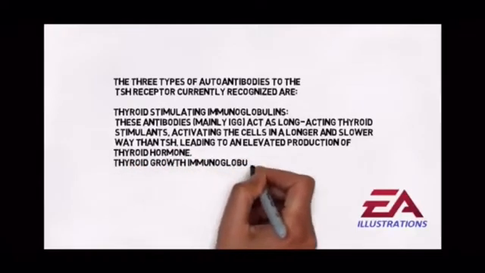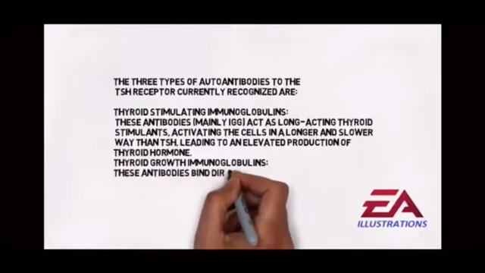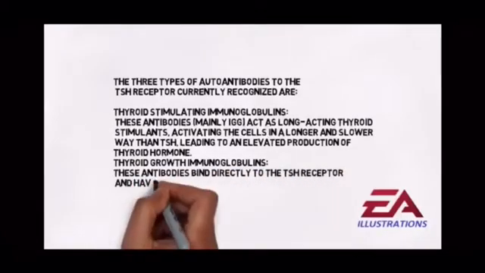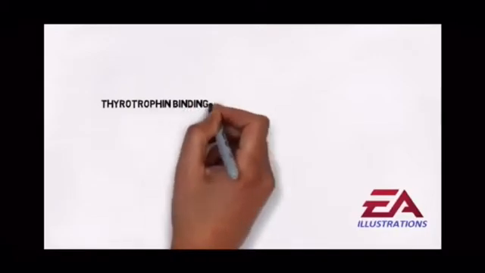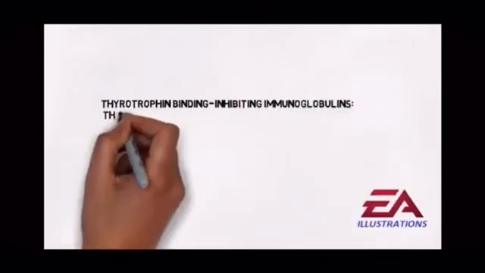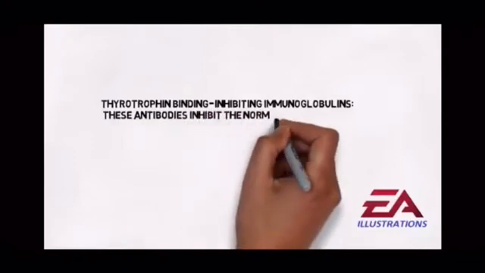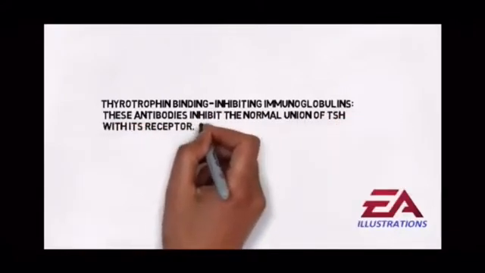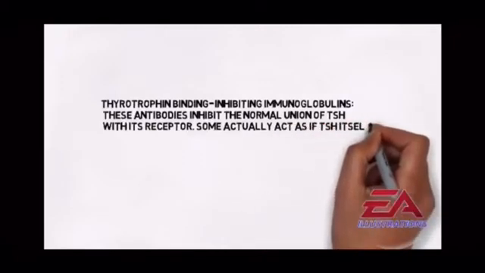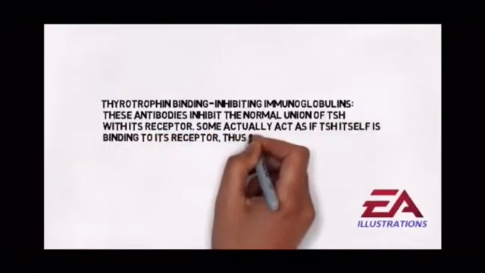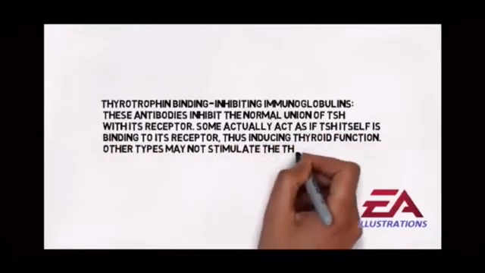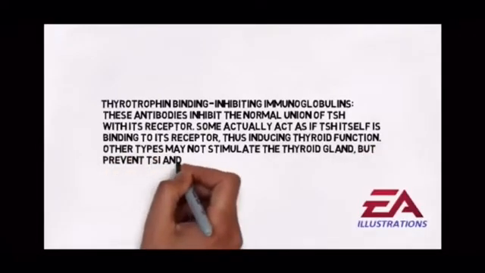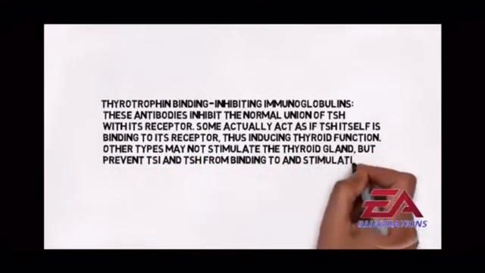Second, thyroid growth immunoglobulins. These antibodies directly bind to TSH receptors and have been implicated in the growth of thyroid follicles. Third, thyrotropin binding inhibiting immunoglobulins. These antibodies inhibit the normal union of TSH with its receptor. Some actually act as if TSH itself is binding to its receptor, thus inducing thyroid gland function. Other types may not stimulate the thyroid gland, but they prevent TSI and TSH from binding to and stimulating the receptor.